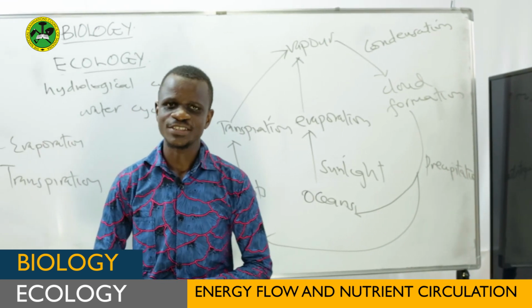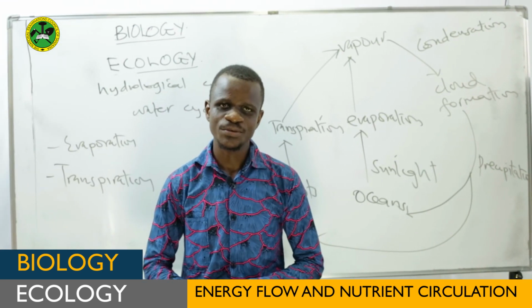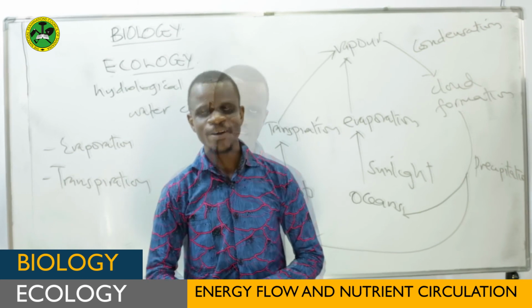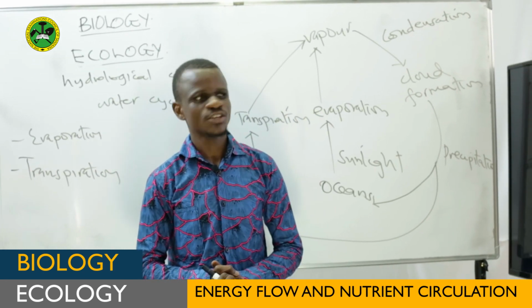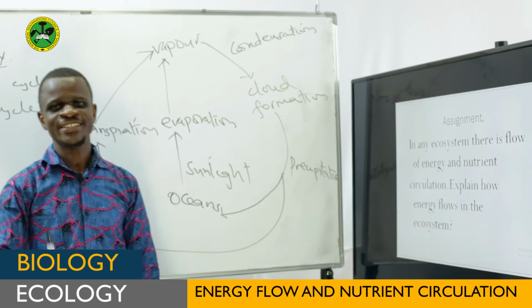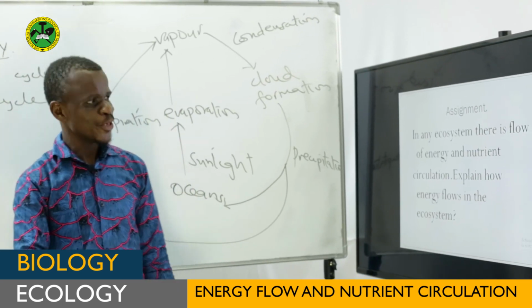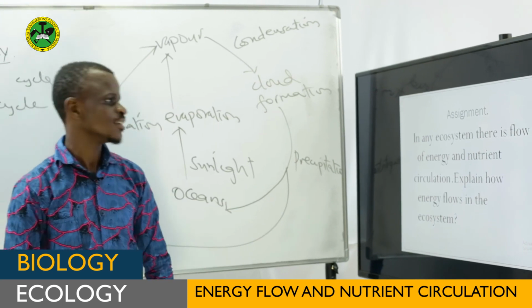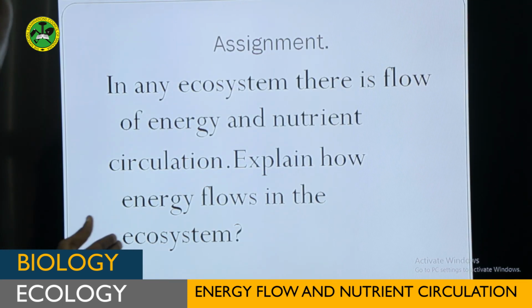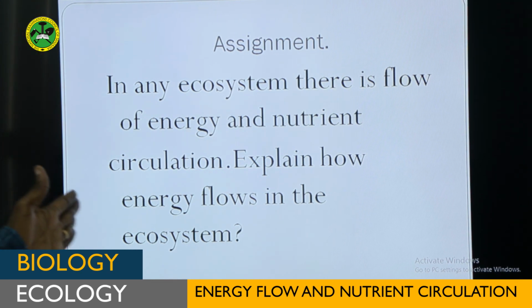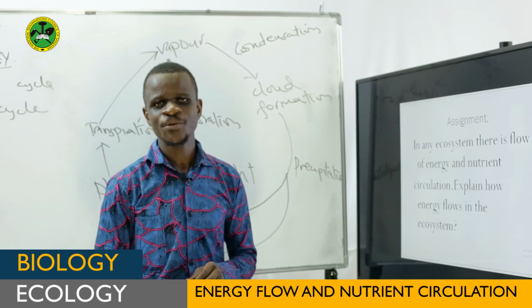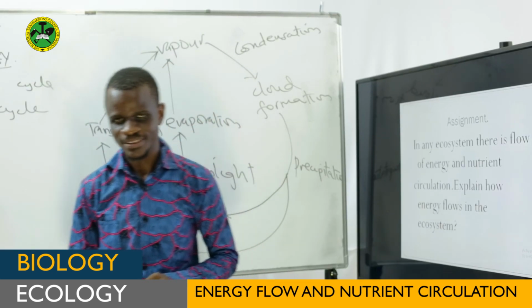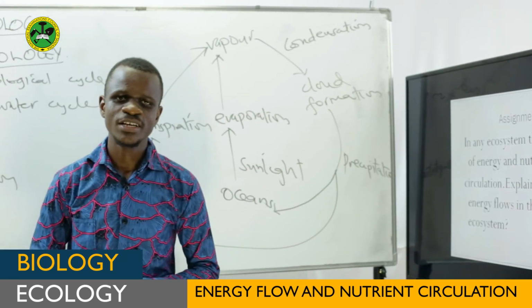But before I finish, let me leave you with one question. My student, you can discuss this question at home. In any ecosystem, there is a flow of energy and nutrient circulation. Explain how energy flows in the ecosystem. Hope you can discuss at home. That is now the end of my lesson today.